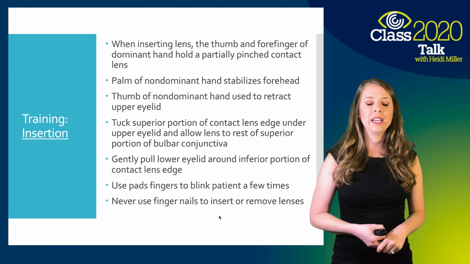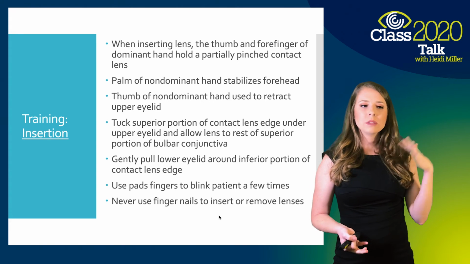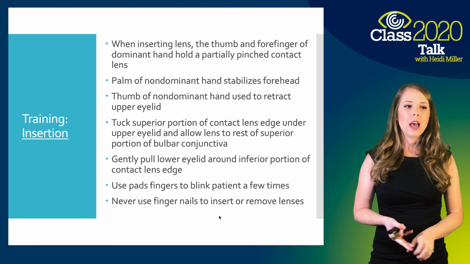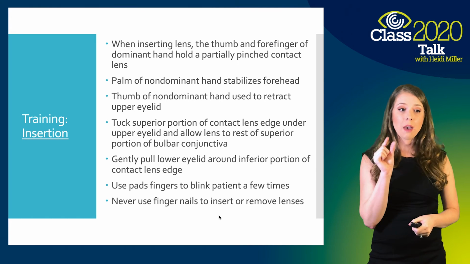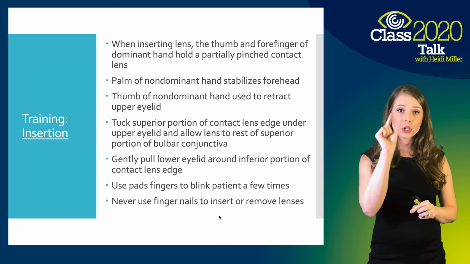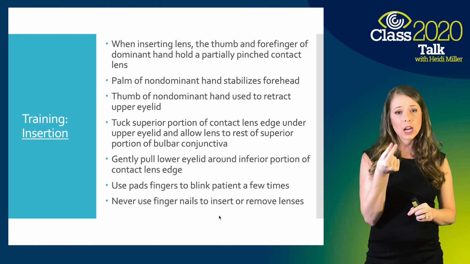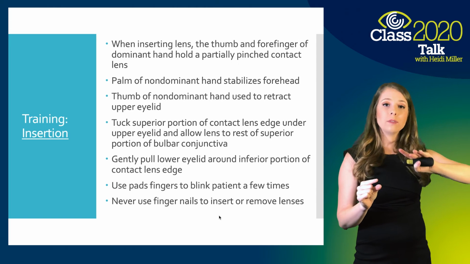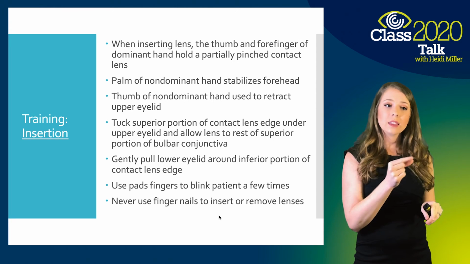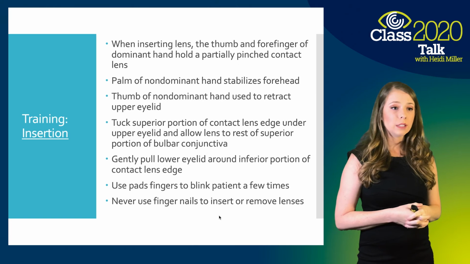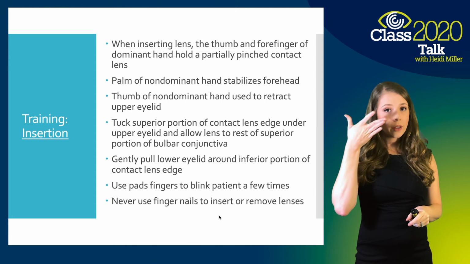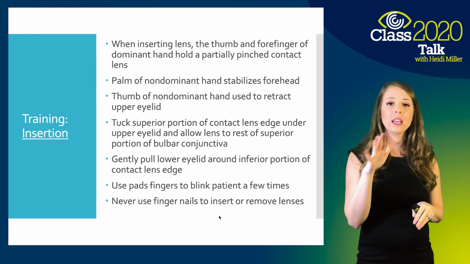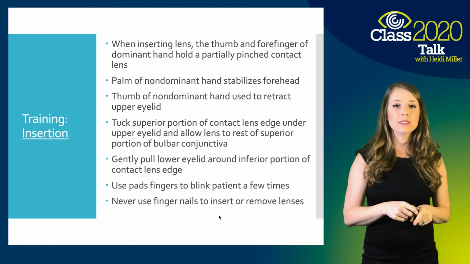We went over training. On insertion, here are some tips on what we discussed with the parents. When they're inserting the lens, use the thumb and forefinger of the dominant hand to partially pinch the contact, kind of like a taco. Use your non-dominant hand and your palm to stabilize the forehead and pull on the upper lid. Tuck the lens underneath the upper lid, and then with your other hand, pull the lower lid down and guide the eye to blink a little bit, just to make sure that the lens is nice and well centered.